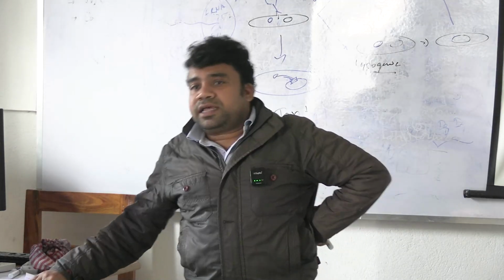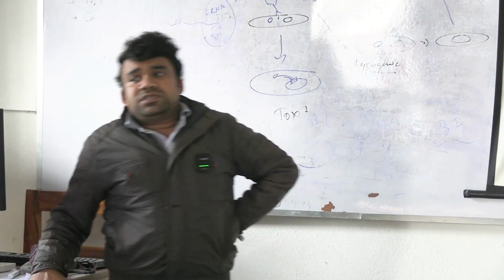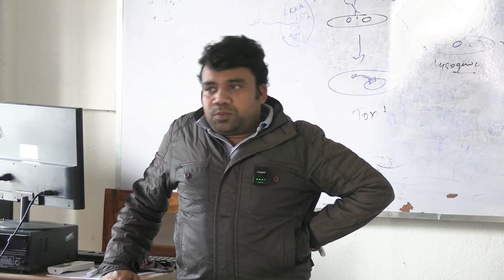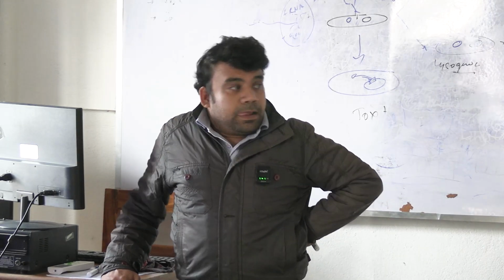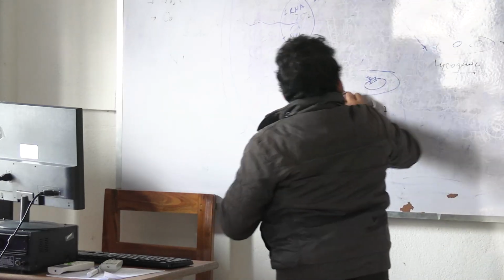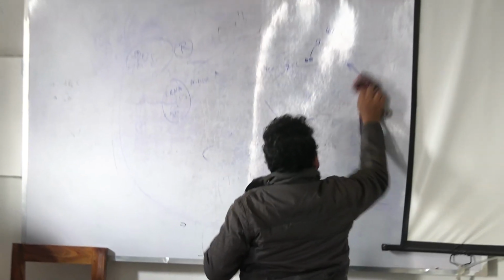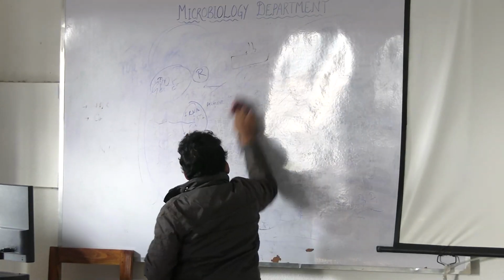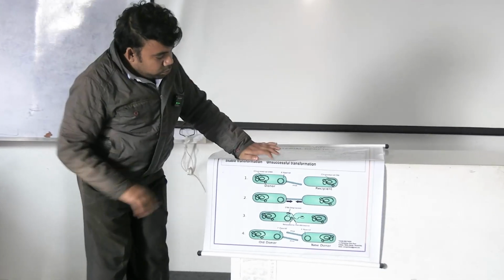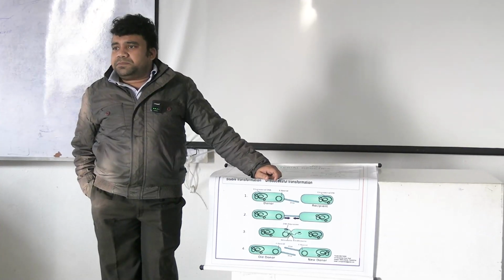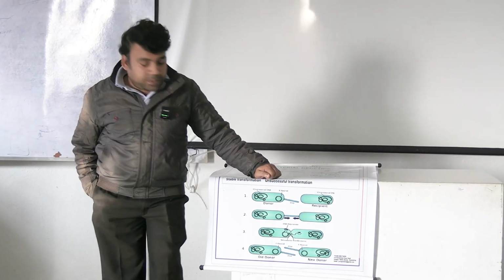Transduction is very important as it can transfer various genes coding for various proteins, including the toxins that are produced. Okay. The next very important mode of horizontal gene transfer is called conjugation. Now, conjugation occurs by a specific pilus called the sex pilus.